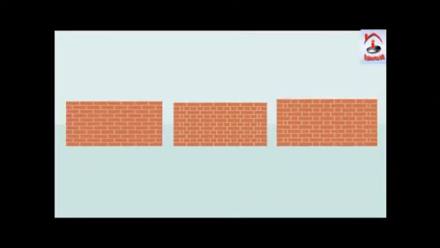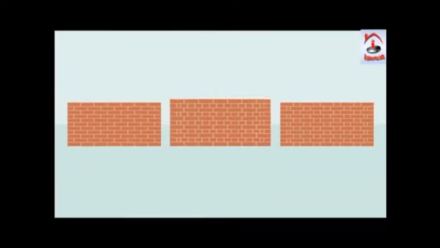In masonry, a brick bond refers to a specific pattern of arranging bricks to ensure structural stability. It is determined by the position of each brick in every successive course of the wall. Today we will understand about header bond.